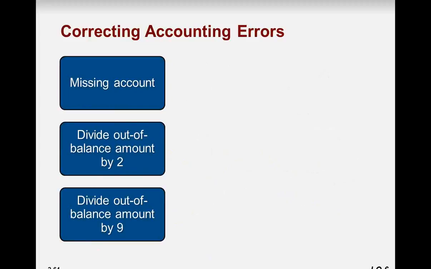I can do something called a slide. That's where I have too many zeros. Instead of entering 40, I enter 400, or vice versa.